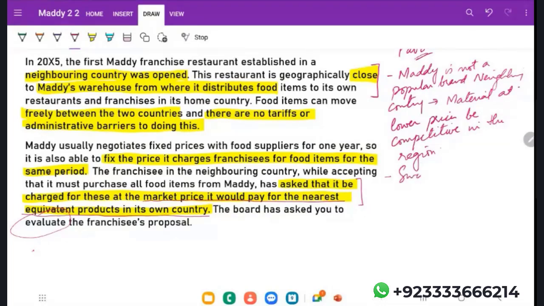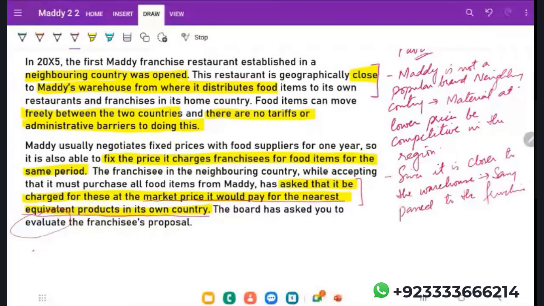So since it is closer to the warehouse, there can be some savings which can be passed to the customer, or not customer, the franchise. The third thing is that there is no tariff, so there will be no extra cost, right? So it's of 8 marks, so these are a few things.